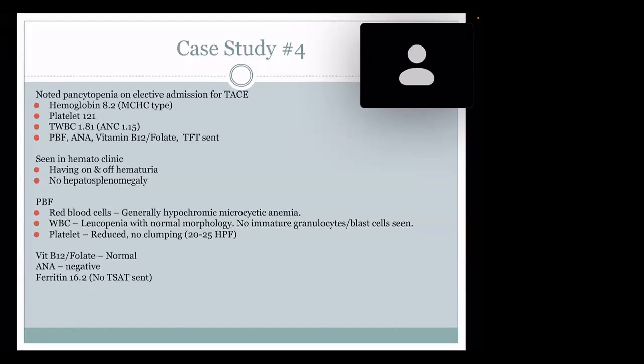In hemato clinic, she is having on and off hematuria due to the radiation cystitis. But in terms of clinical examination, there is no hepatosplenomegaly or lymphadenopathy. PBF is reported as generally hypochromic microcytic anemia. White blood cell is leukopenia, but there is no blast or immature granulocyte seen. Platelet is reduced, no clumping, around 20 to 25 per high power field. Ferritin at the time was low, 16.2, but there was no TFT sent.